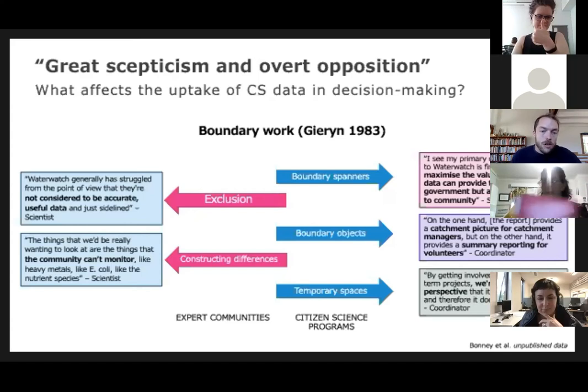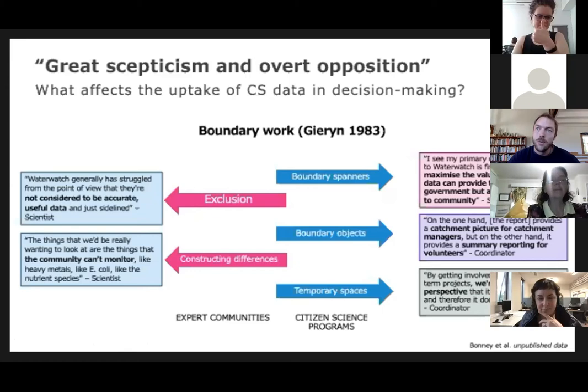For those interested from a theoretical perspective, this is from a chapter in my PhD where I use the concept of boundary work to describe how scientists and decision makers have historically excluded Waterwatch from their work, or used language that casts Waterwatch in a less favorable light. On the left here, we've got these elements of boundary work that construct boundaries between Waterwatch and expert communities through exclusion or constructing differences. Exclusion being Waterwatch not being considered to be accurate data and just sidelined. Constructing differences being like, the things that we want to monitor, the community can't monitor, so we're different to them. But boundary work is also useful to describe how we can overcome some of these differences and divisions.